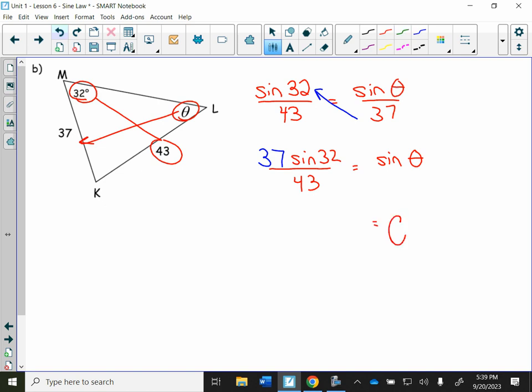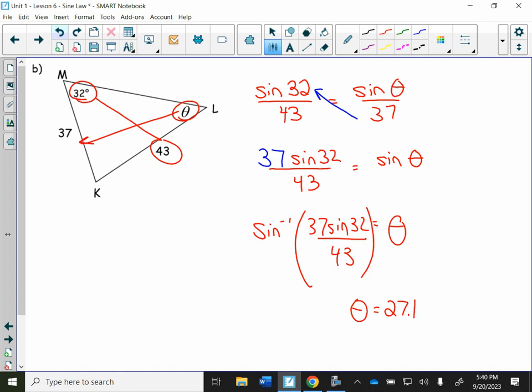I want to know what theta is, though, which means I need the inverse of this big mess of stuff. That big long decimal, whatever it happens to be. I don't know what it is. Let the calculator do the work for me, but type it in the way it looks. And I got 27.1 degrees. Now try them yourself.